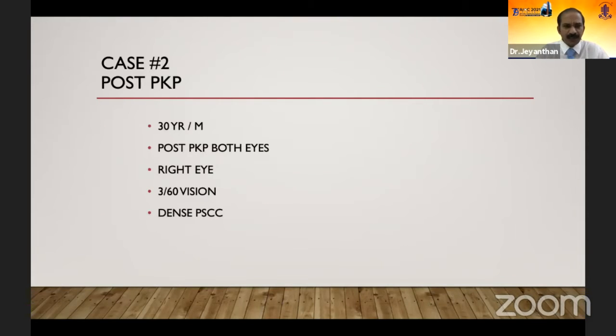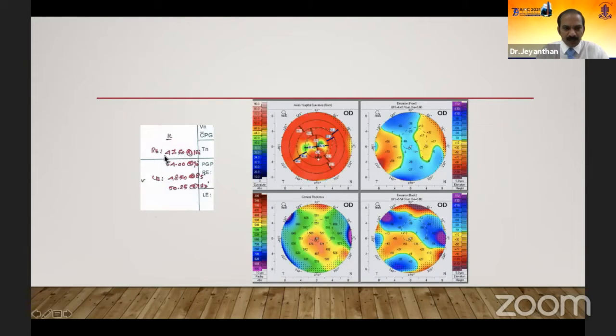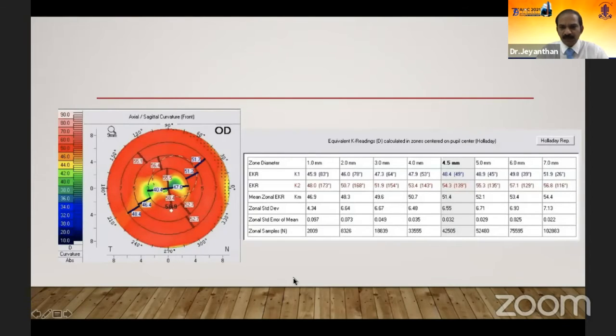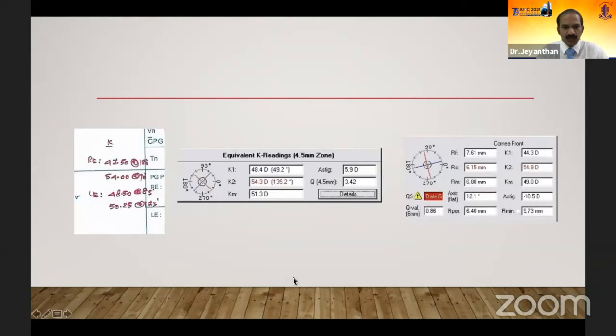The second case would be a post-PKP. This is a 30-year-old male patient, post-PKP status in both eyes with a clear graft. In the right eye, he had a dense PCC and a vision of 3/60. The manual keratometry value showed 47.5 at 180 and 54 at 90. Topography was done, all the sutures were removed, and the patient's topography was stable for quite some time. And this is the topography right now. The EKR values showed fairly repeatable values. The magnitude of astigmatism was taken from the EKR and the manual keratometry, and the axis was calculated from the topography and the manual keratometry.